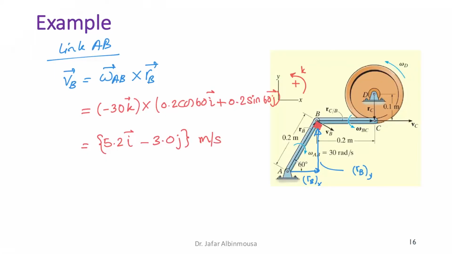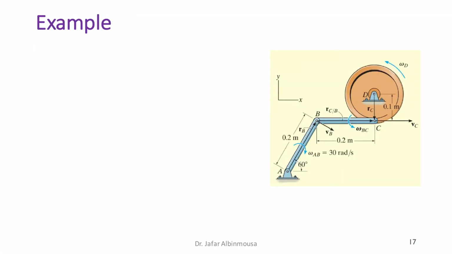meter per second. Now let's move to link BC. Now for link BC, which is right here, we have a general plane motion. So if we want to write down the velocity equation, then VC is equal to VB plus omega BC cross RC with respect to B. Now, if you look here, that's the velocity of point C with respect to the point B.